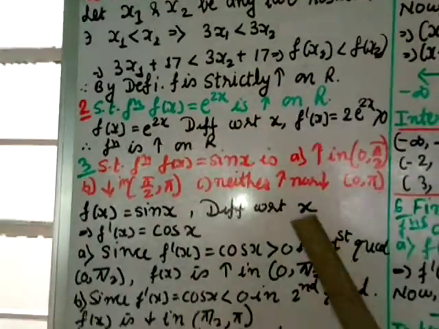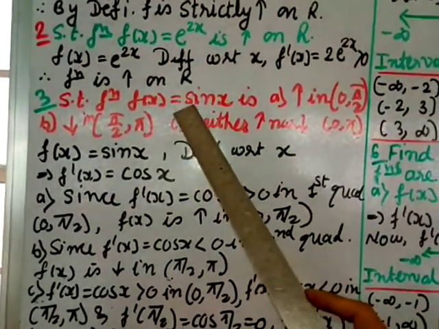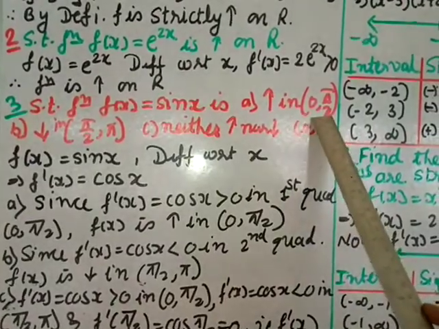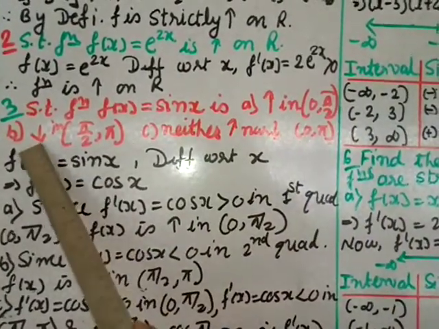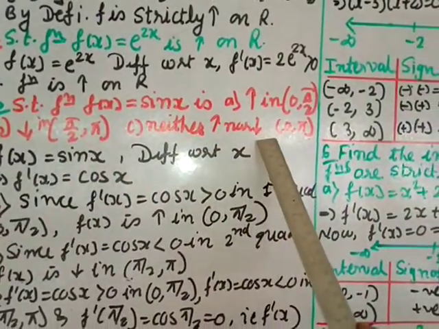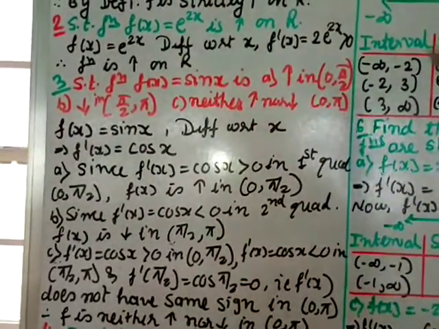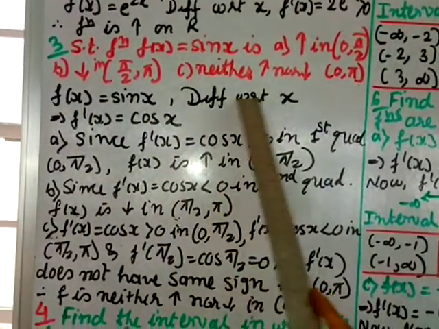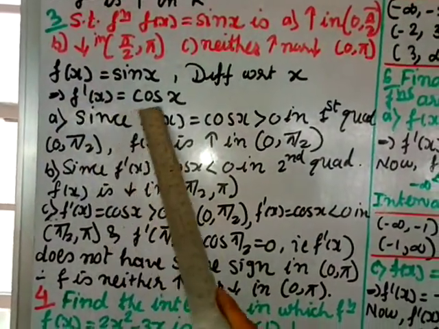Question number 3. Show that the function f(x) is equal to sin x is (a) increasing in 0 to pi by 2, that is the first quadrant, (b) decreasing in pi by 2 to pi, that is the second quadrant, (c) neither increasing nor decreasing on 0 to pi, that is the first and second quadrant together. So first I will differentiate sin x with respect to x. So f dash x is equal to cos x.